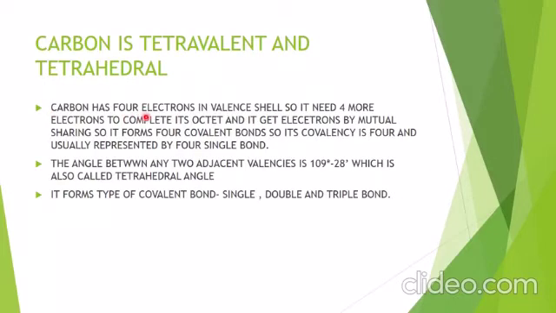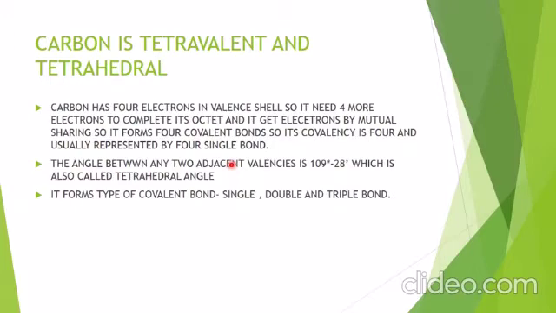We know carbon has 4 electrons in its valence shell, so it needs 4 more electrons to complete its octet. Now what is the octet? It is to achieve the stable configuration of the nearest inert gas, that is neon, and it gets electrons by mutual sharing, so it forms 4 covalent bonds. So its covalency is 4 and usually represented by 4 single bonds. Therefore carbon forms 4 covalent bonds, and in other words carbon is tetravalent.